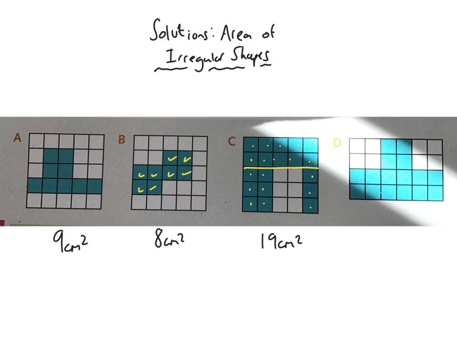And again, for D, I'm going to split it up into 2 parts just to make it easier for myself or quicker. So it's a 2 by 6, so there's 12 centimetres squared on the bottom rectangle, and the top square is 2 by 2, which is 4. So that one was 16 centimetres squared.